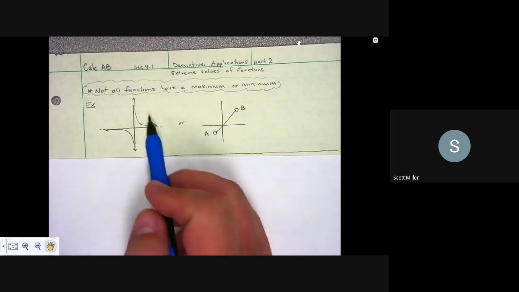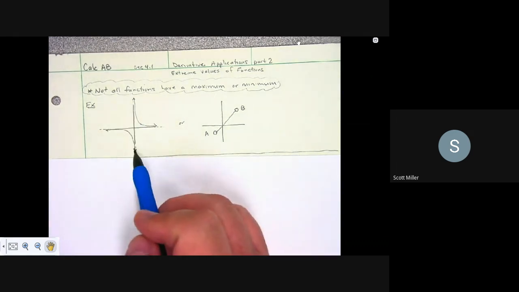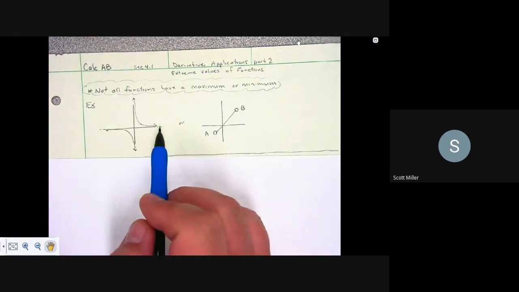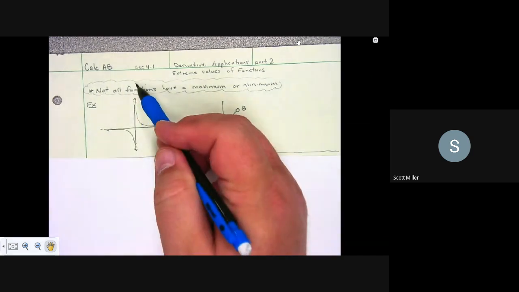Not all functions have a max or a min, either absolute or relative. This graph right here has a vertical asymptote at 0, a horizontal asymptote at 0. This is the function 1 over x. There is no highest value. There is no lowest value. There is no point that becomes the lowest in any interval because this piece is always decreasing. This piece is always decreasing. So it never has a max or min.